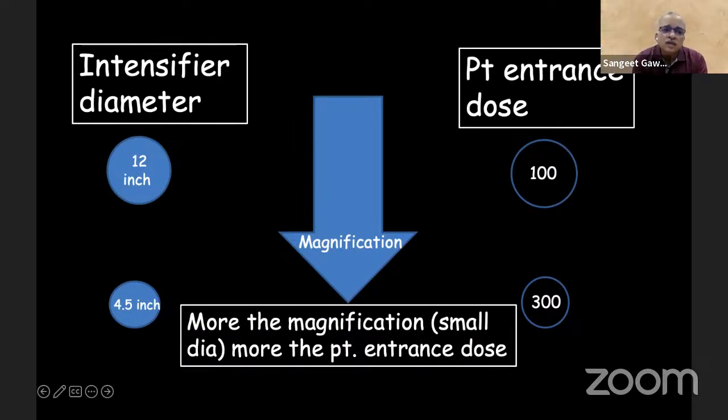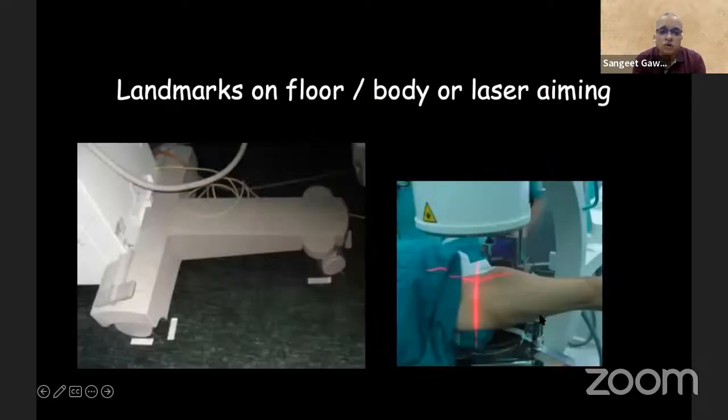Now, the image intensifier earlier had a 12 inch diameter. Now they're also available in half the size. But the patient entrance dose in a 12 inch standard is 100. But when you're using a small image intensifier diameter, the dose is 3 times more. So the more the magnification, that is a smaller diameter, the more is the patient entrance dose. So your exposure is more.